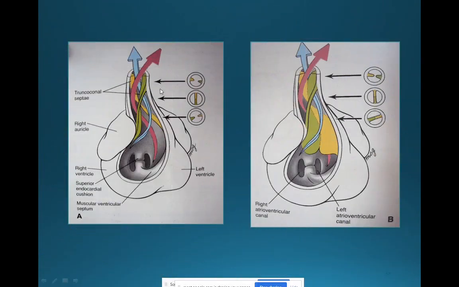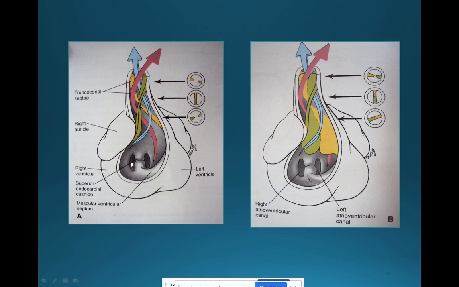Okay, you just see this picture. This is the right ventricle, this is the left ventricle. This is the muscular extension, the muscular part of the interventricular septum. This is the superior endocardial cushion, this is the inferior endocardial cushion. Now there is this big gap.